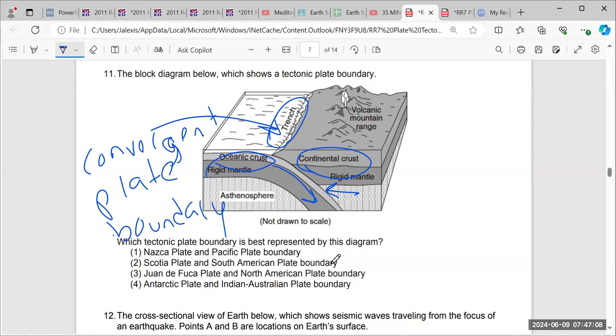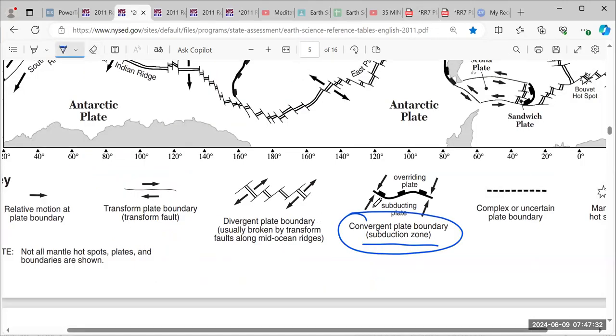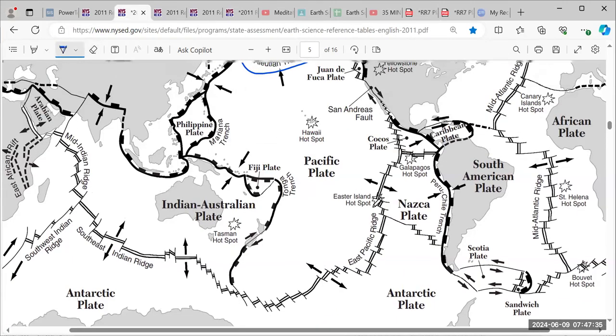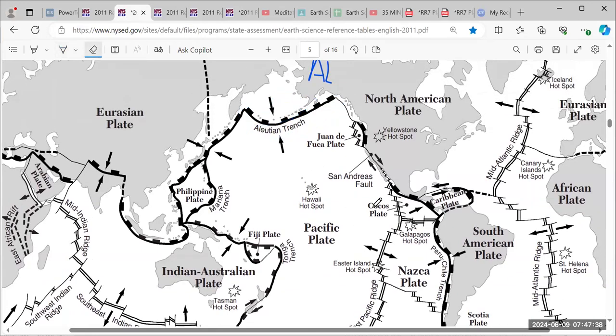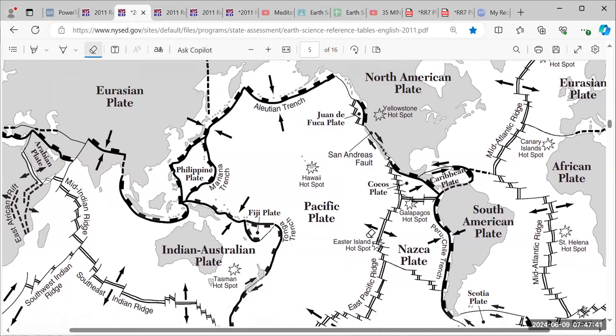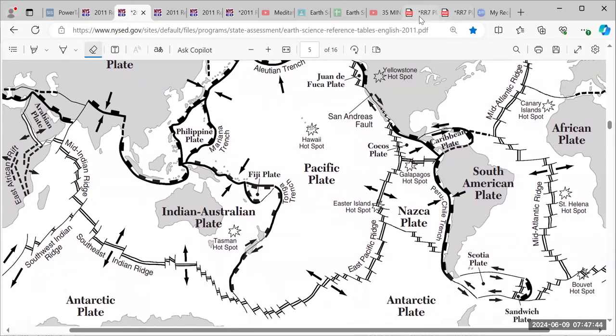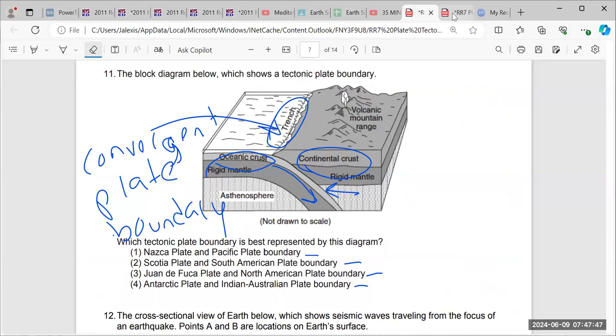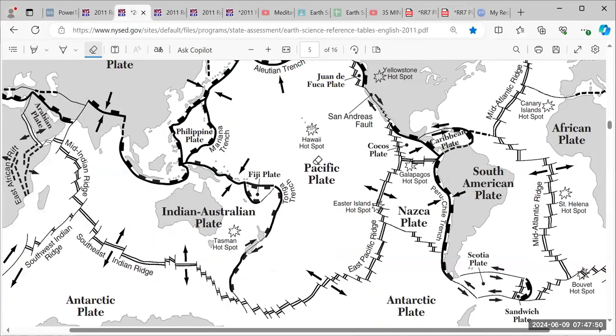All right. So now I have to look at all 4 of these and see which one is the one where both plates are split up by a convergent plate boundary. So when I check all four on page 5, this is number 11. When you go to page 5, I'm going to look at the Juan de Fuca, sorry. Let me take a look. Hold on. A North American plate boundary. So I'm going to go to page 5.